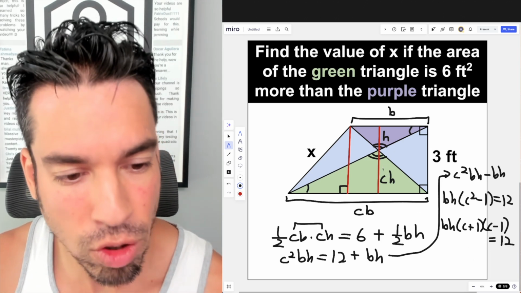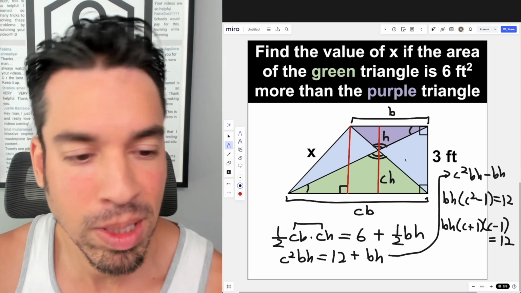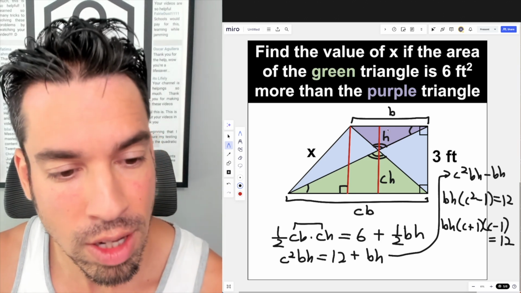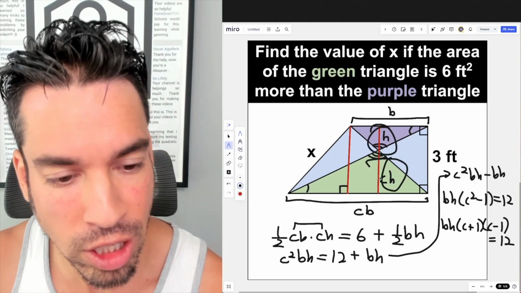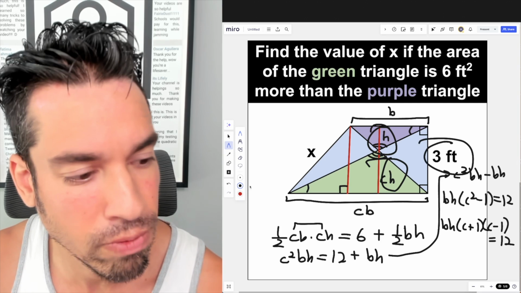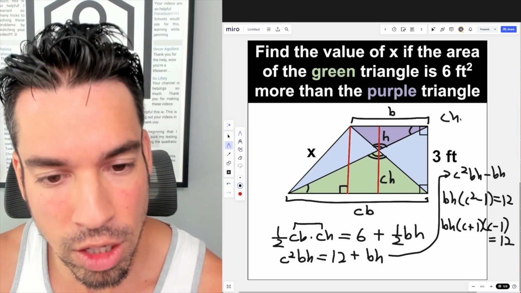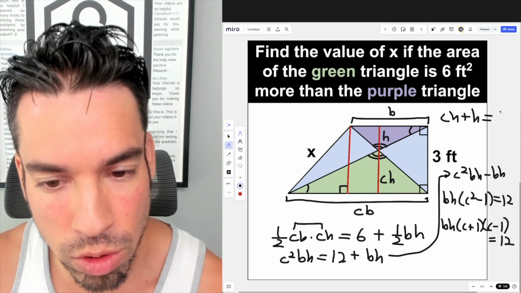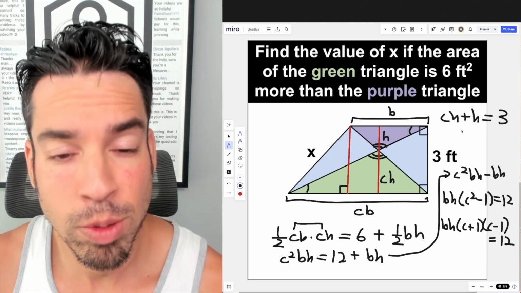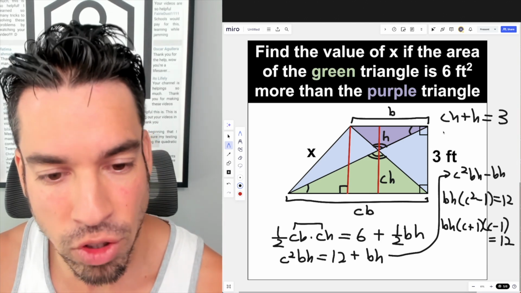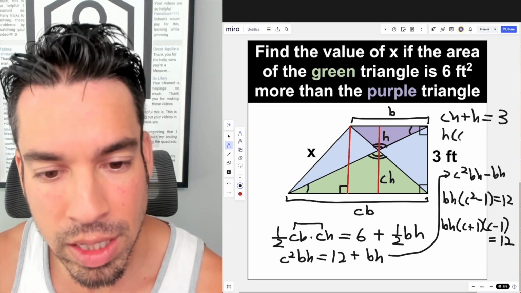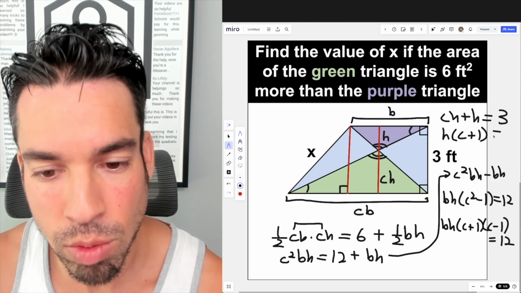Now, the next equation you might not think to make because it's almost too obvious, which is that H plus CH equals something. And what does it equal? It equals this full height of 3. So I'm going to write that out. So we've got CH plus H equals 3. Now you might not see anything super special here yet, but if we factor the H out here as well, we get H times (C plus 1) equaling 3.